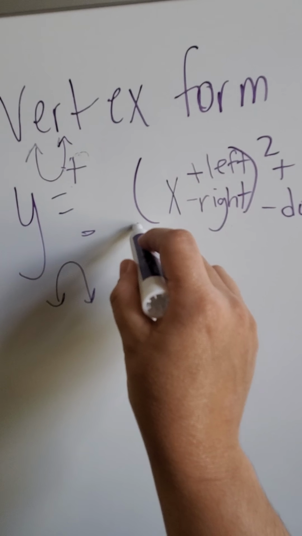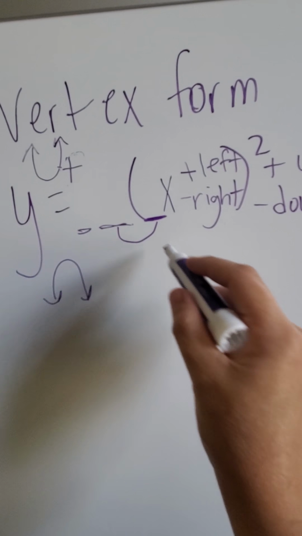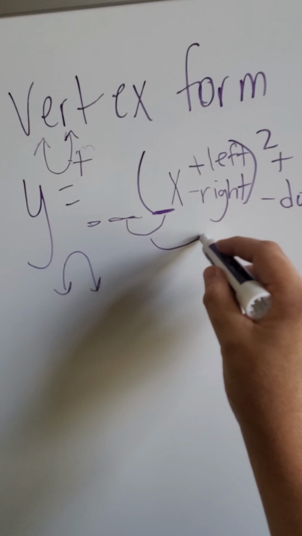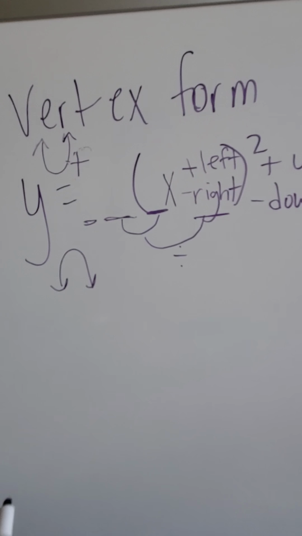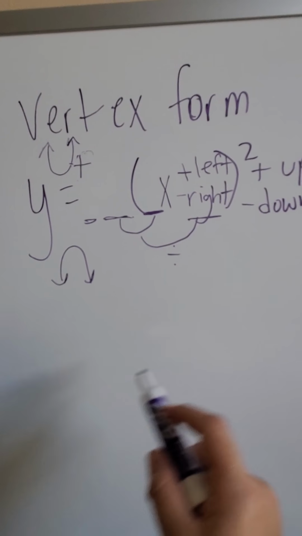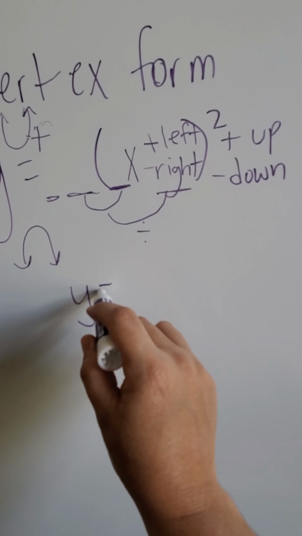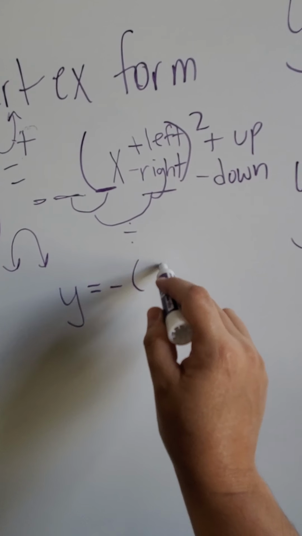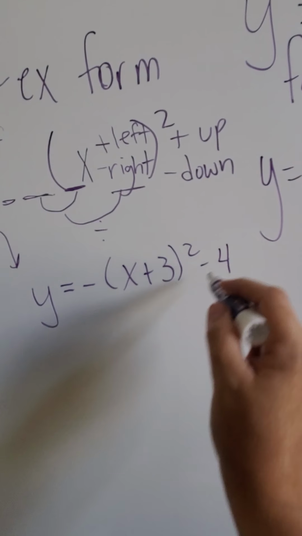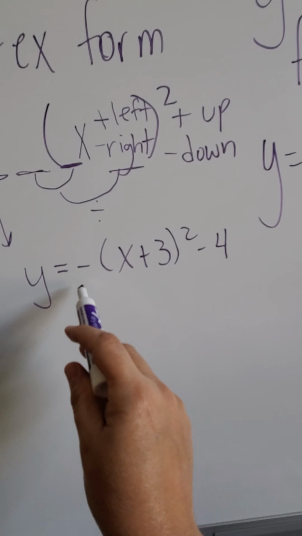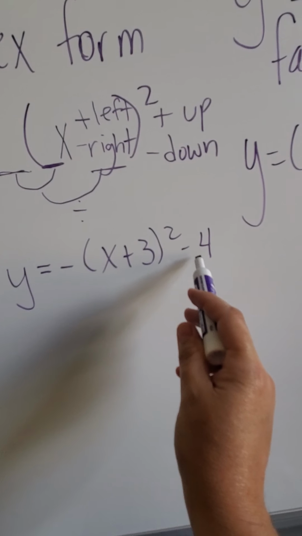Now, sometimes there's a number either here or here. These two numbers, you have to take and divide in here before you know how much you can move it, okay? I'll give you an example real quick. So if I did y equals negative (x plus 3) squared minus 4, this tells me it opens downward. That tells me I'm going left 3 and down 4.